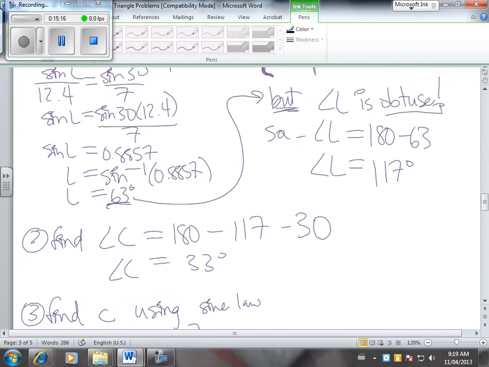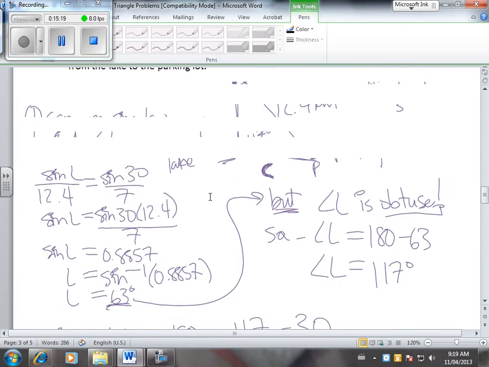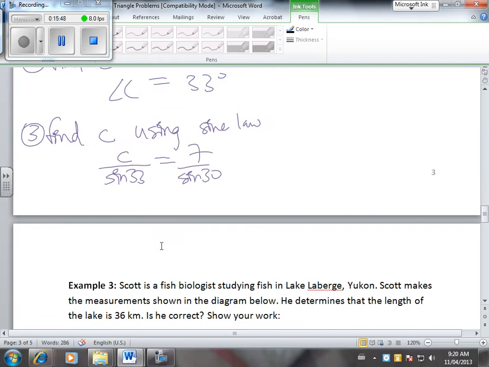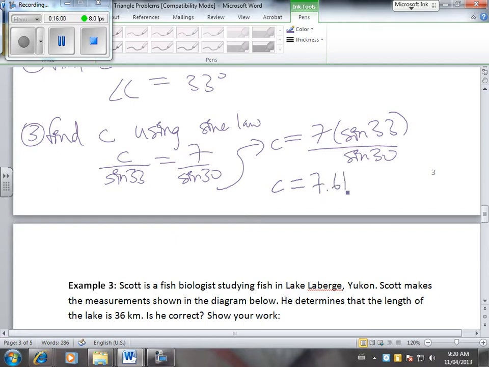And again, if you want, you can use 117 and 12.4. But again, it's always safest to use things you were given. We were given 7 kilometers and we were given 30 degrees. We were given 12.4 kilometers, but we calculated 117. So if you made a mistake on your calculation, like say you forgot about the obtuse rule and you used 63, then you'll get another wrong answer. But using the 7 and the 30 gives you a better chance. So C equals 7 times sine 33 over sine 30. So C equals 7.6 kilometers.